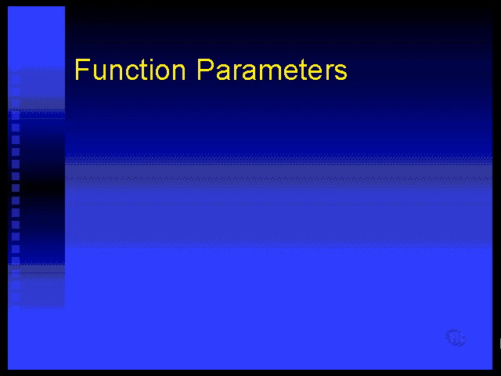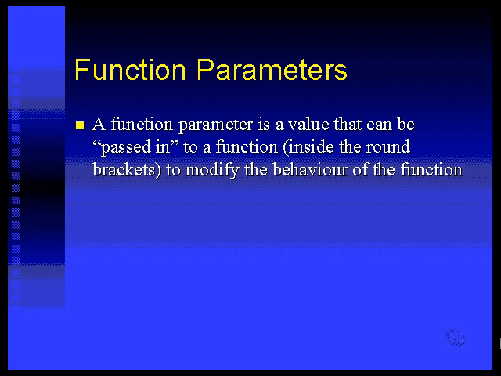Remember from the last module that I indicated that global variables are not really the best way to proceed when using functions. This module we learn a better solution. That solution is called function parameters. So let's first define what a function parameter actually is. A function parameter is a value that can be passed into a function to modify the behavior of that function.